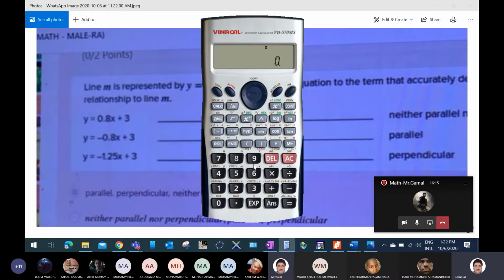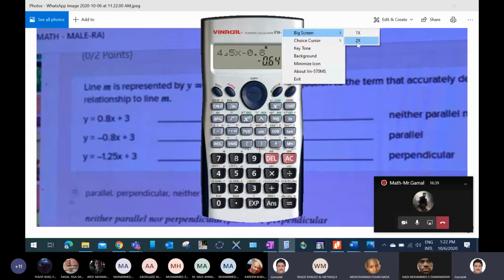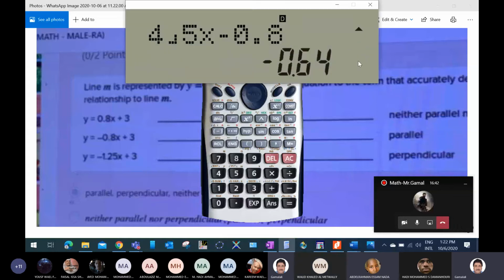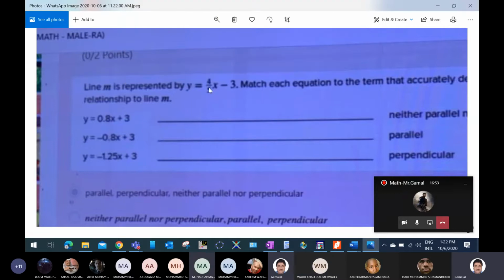4 over 5 multiplied by negative 0.8. What is the answer, guys? Negative 0.64. Is it negative 1? No. So they are not perpendicular.